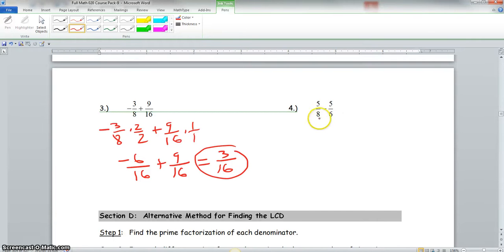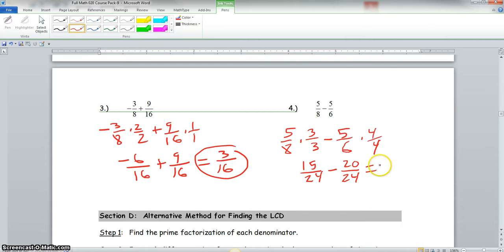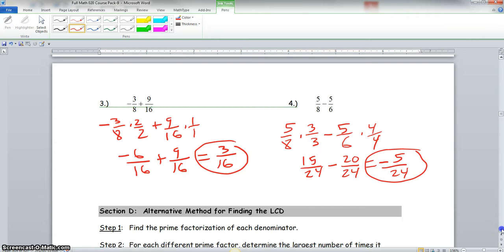Now, example 4, we need to find the least common denominator of 8 and 6, which we know to be 24. So it'll be 5/8 times 3 over 3 minus 5/6 times 4 over 4. 5 times 3 is 15. 8 times 3 is 24. Minus 5 times 4 is 20 over 6 times 4, which is 24. 15 minus 20 is -5, and we carry over our 24. So that is our final answer.